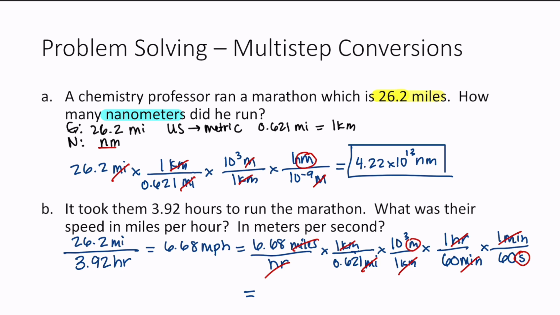Again, when I plug this into my calculator, I'm going to plug everything across the top and then divide it by everything across the bottom. And when I do that, I get 2.99 meters per second.